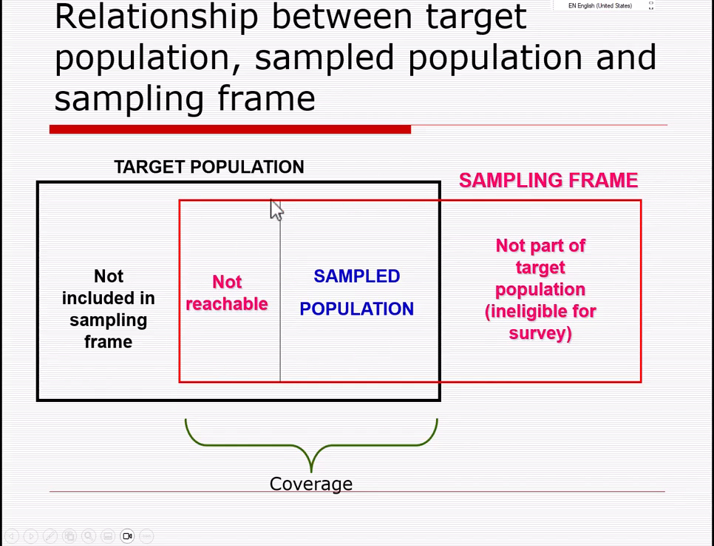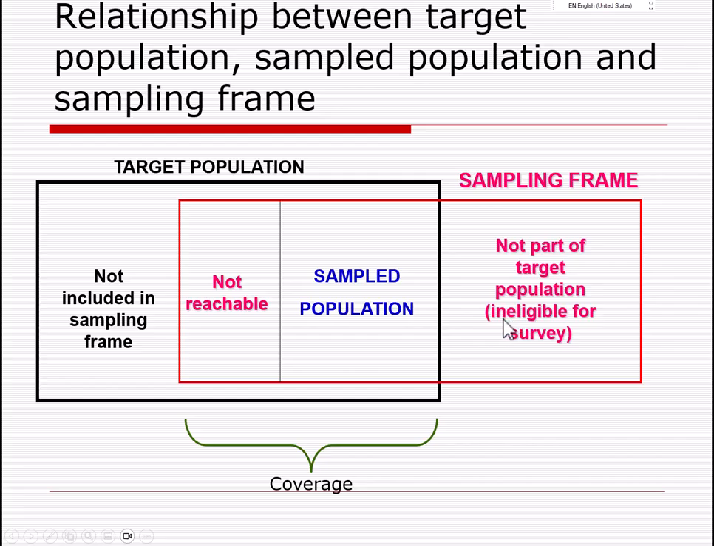So the sampling frame may contain your sampling population, or should contain your sample population, but may contain not reachables, which are individuals for which the contact information in the sampling frame is incorrect. And then may also include ineligibles, so members that are in the sampling frame but not members of the target population, right?